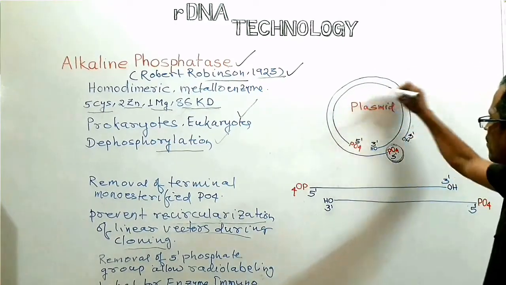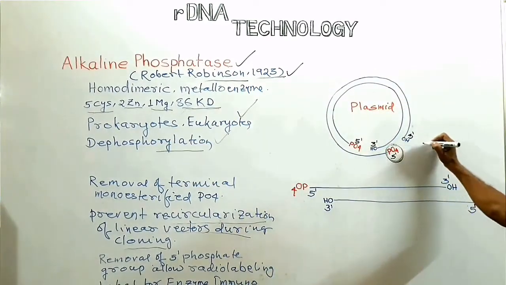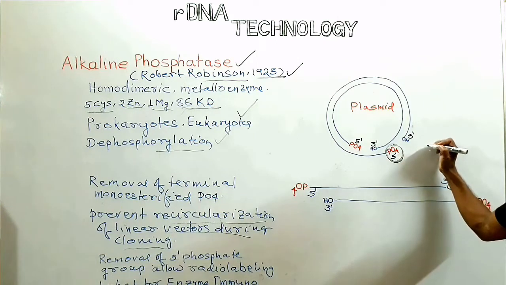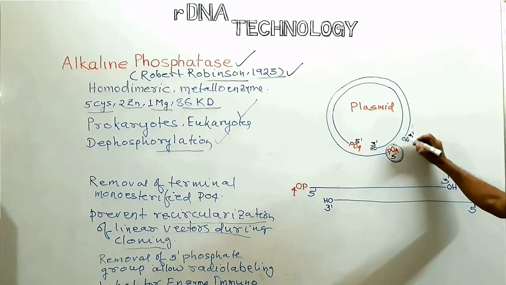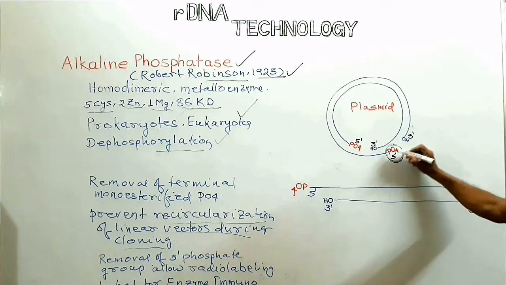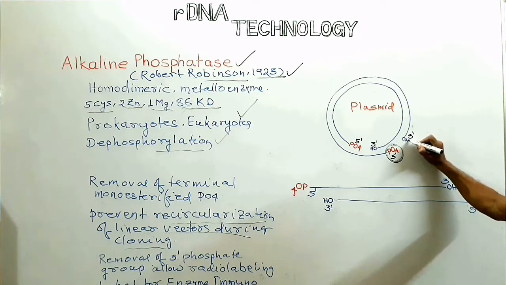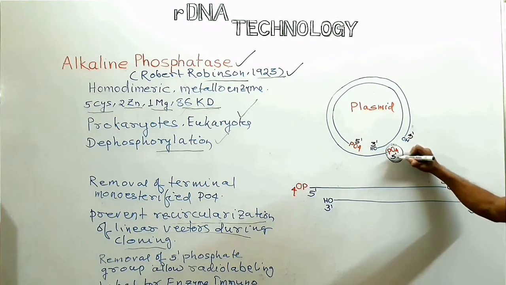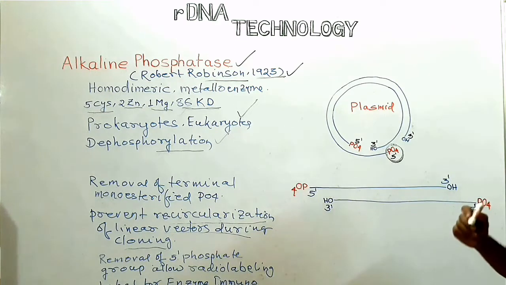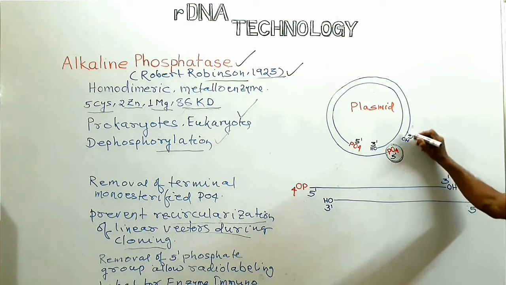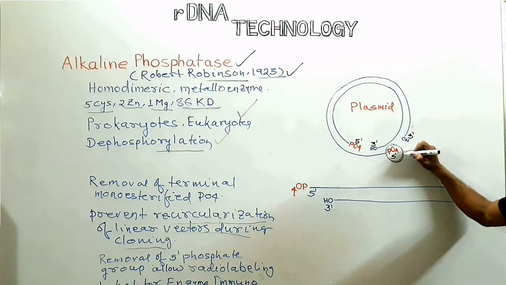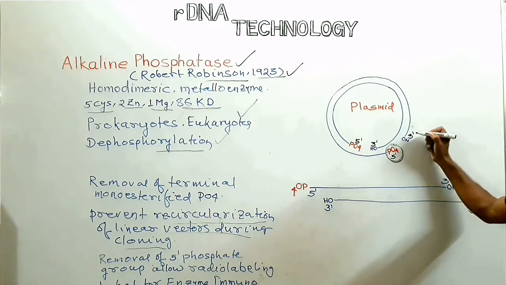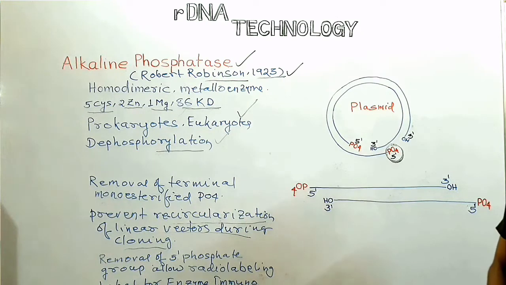Friends, this is the diagram of a plasmid vector which has been cut open by using a restriction endonuclease. So, you see here, this is the 3' terminus and this is the 5' terminus. At the 3' terminus, this is the hydroxyl group, and at the 5' terminus, this is the phosphate group. So, phosphodiester bond formation occurs between the 5' phosphate group and the 3' hydroxyl group. If we remove the phosphate group, then the formation of phosphodiester bond is not possible.